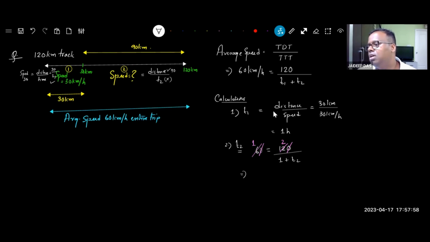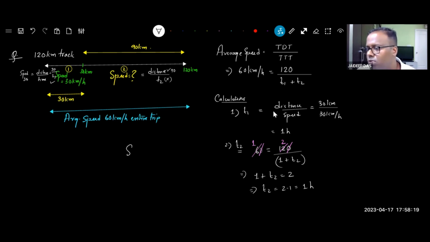Learn these easy methods of calculation. Now multiply 1 plus T2 with 1. So 1 ones are 1, and 1 into T2 is T2, equal to 2. Or T2 is equal to 2 minus 1, which is equal to 1 hour. T2 is also equal to 1 hour. Time taken for the second stretch is 1 hour.